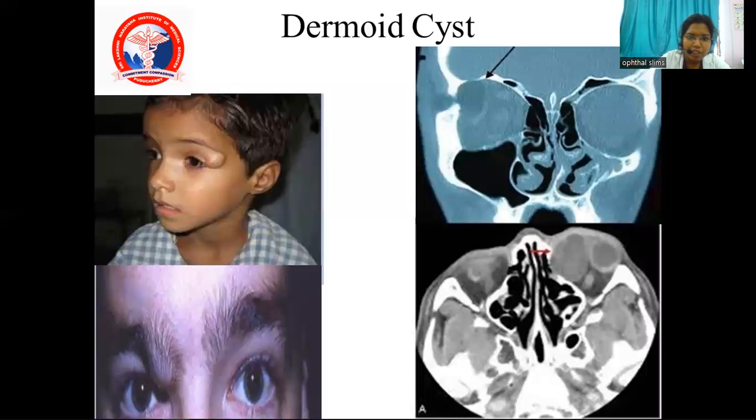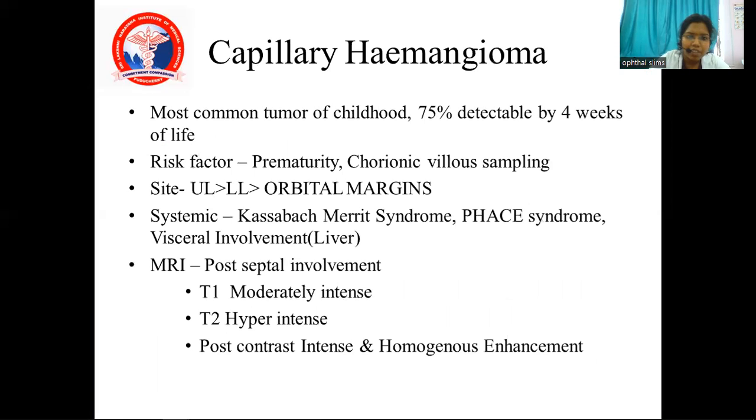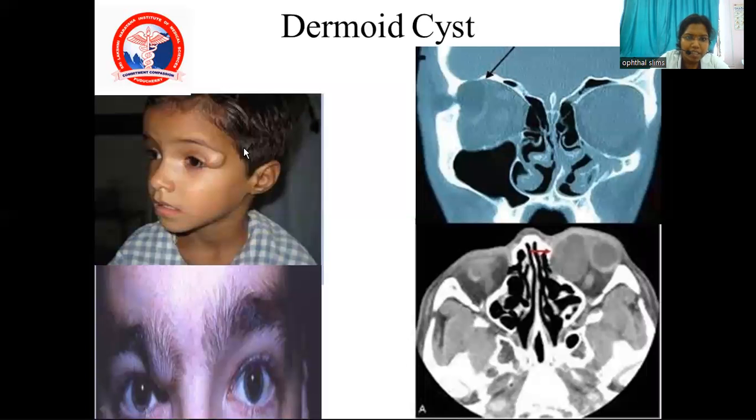This is the picture of a dermoid. This is the clinical picture where the child is having an external angular dermoid and this child is having an internal angular dermoid. This CT picture is showing bony erosions here, and also there is fossa formation.